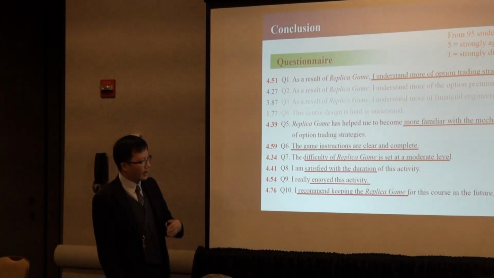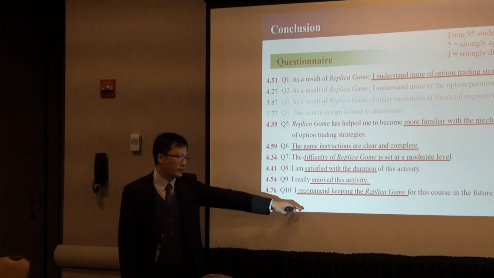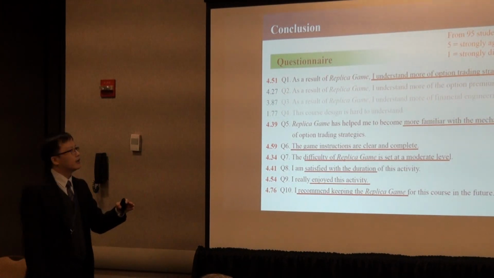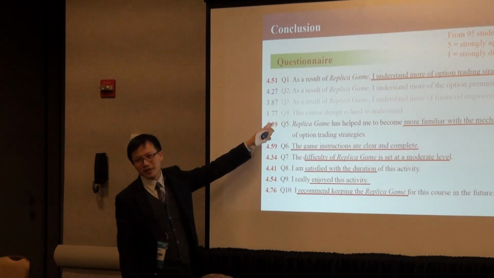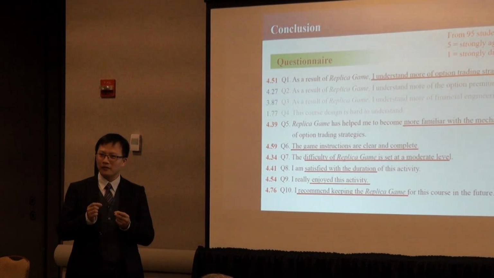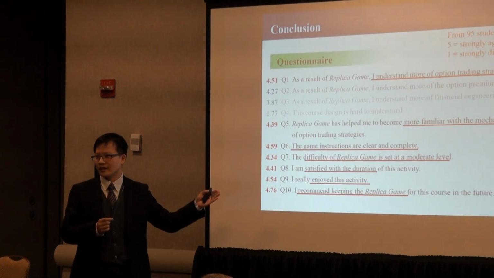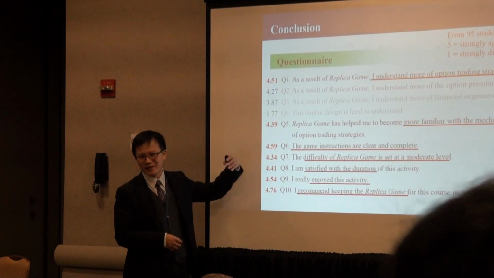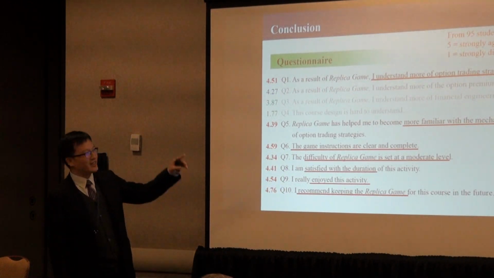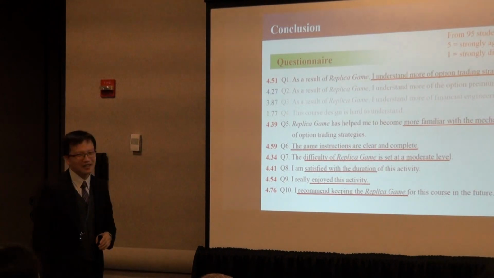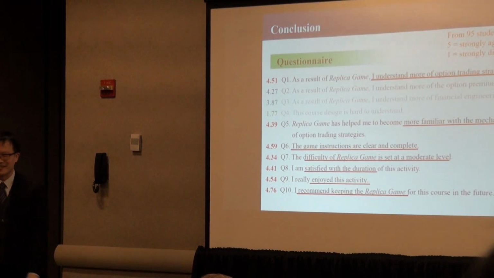And the next one gets the highest score. That is, they recommend keeping the replica game for this course in the future. And the first one is very low because it's a negative statement. I use this statement to verify whether it's a valid survey, because sometimes they usually just answer strongly agree. So this is a trick. That's why I only have 95 valid surveys.